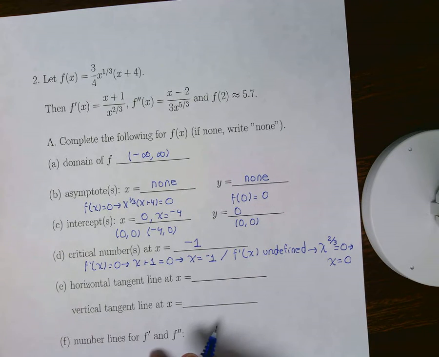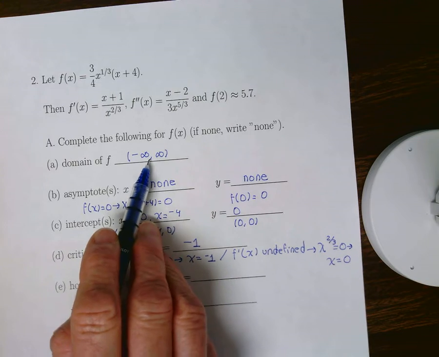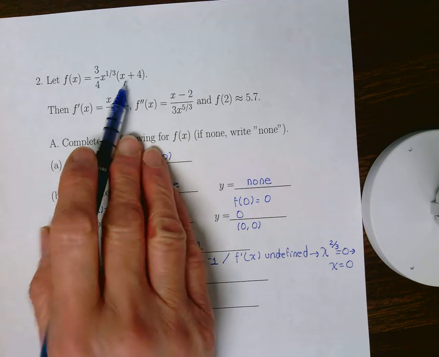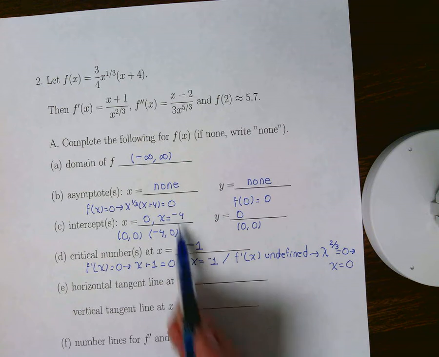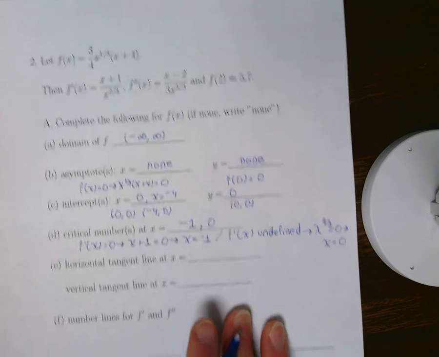Now, is that a critical number? Again, I go back to the domain of the original function. 0 is in the domain. We've already seen that it's an intercept. And so, yes, it would be a critical number. So we have critical numbers at -1 and 0.